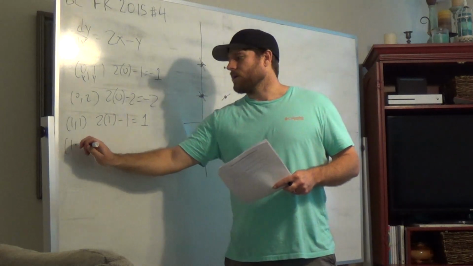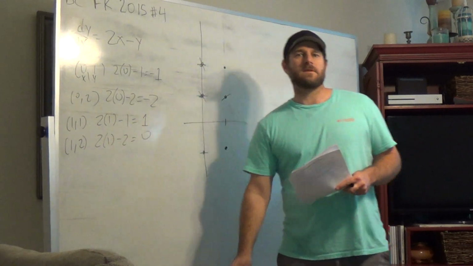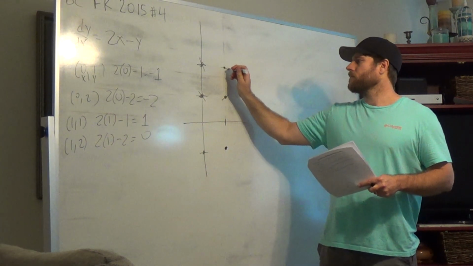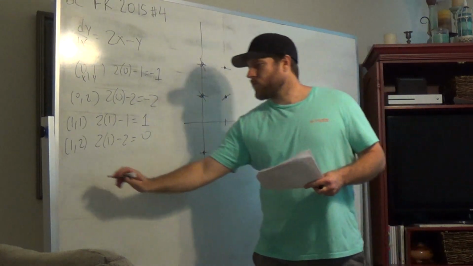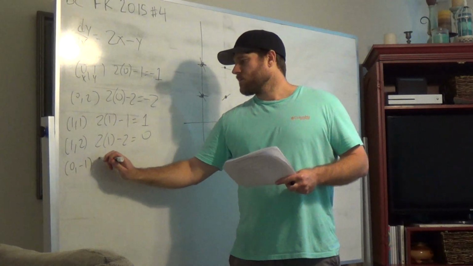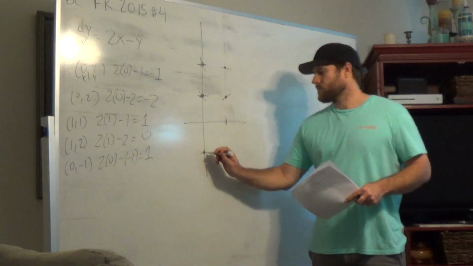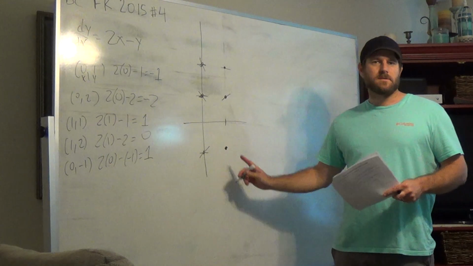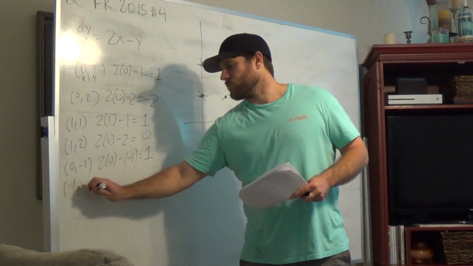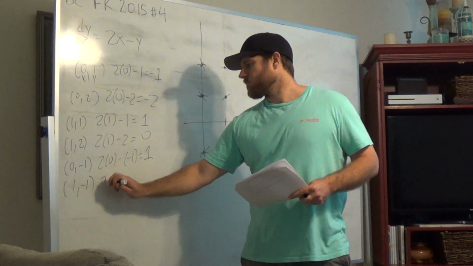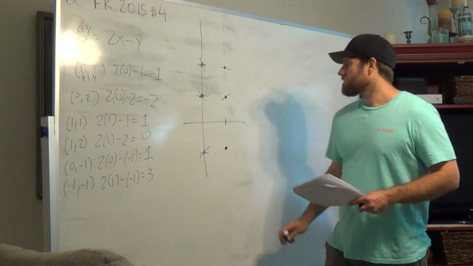Now I'm going to plug in the ordered pair (1, 2), and I get a slope of 0. Now I'm going to plug in the ordered pair (0, negative 1). I get a slope of 1. And lastly, I'm going to plug in (negative 1, negative 1). Whoa. Positive 1, negative 1. And I get a slope of 3.